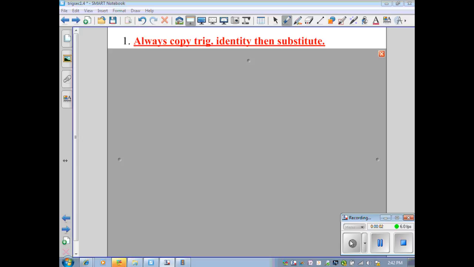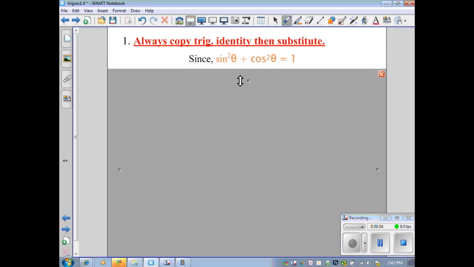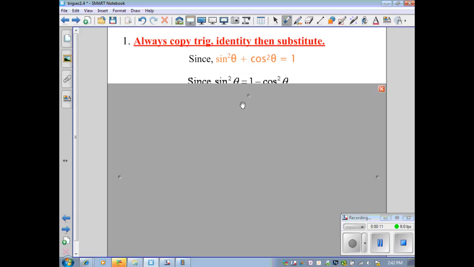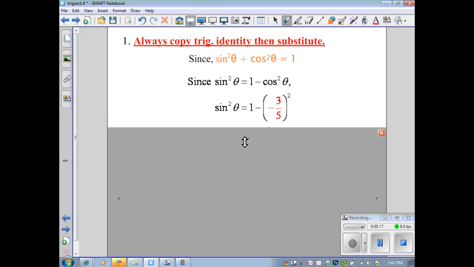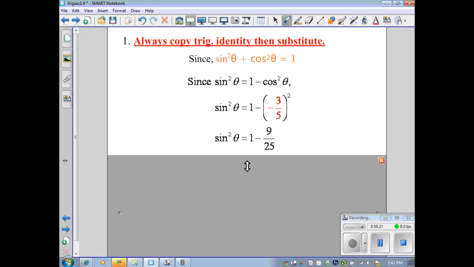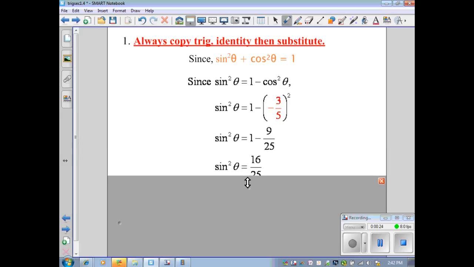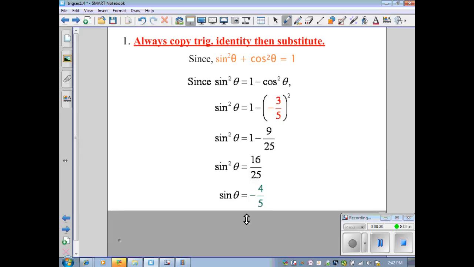Let's continue the problem and solve for sine. We're going to use the Pythagorean identity sine squared theta plus cosine squared theta equals 1. We want to solve for sine, so we'll subtract cosine squared theta on both sides. Then substitute in for cosine, which is a negative 3/5. Square it. We'll get 9/25. We'll subtract from 1 and get 16/25, and then take the square root of both sides and get 4/5. But remember the constraint that we're in quadrant 3, and sine is negative in quadrant 3.